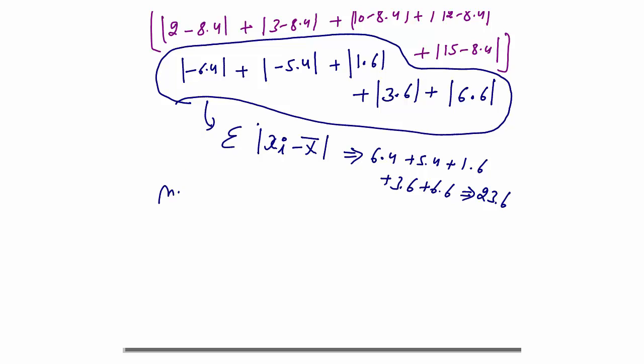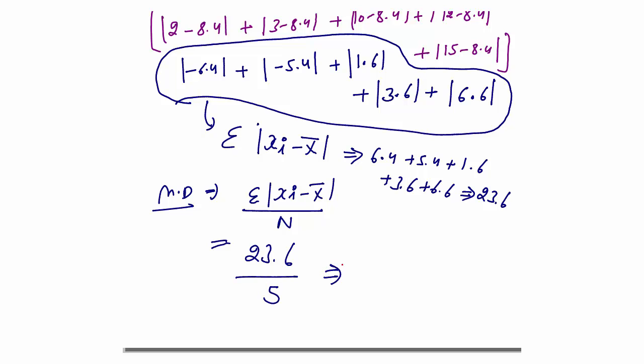Now what is the mean deviation? Mean deviation is equal to the summation of mod xi minus x bar divided by the number of observations. So this is 23.6, and the number of observations is 5. 5 4s are 20, 5 7s are 35, so 4.72 is the mean deviation. What does this represent? It represents how much the data deviates from the average value. Data deviates from the average value by 4.72.